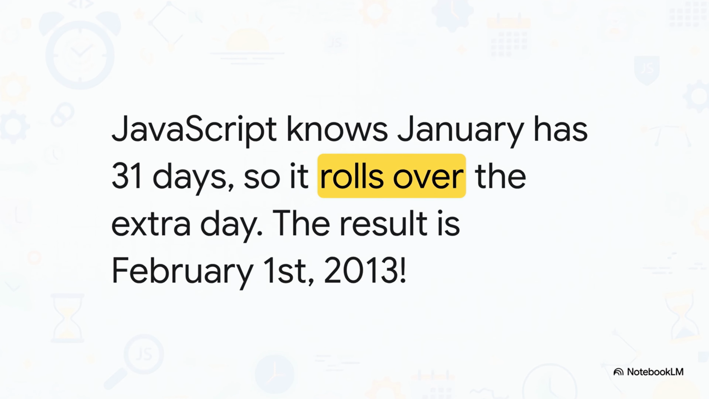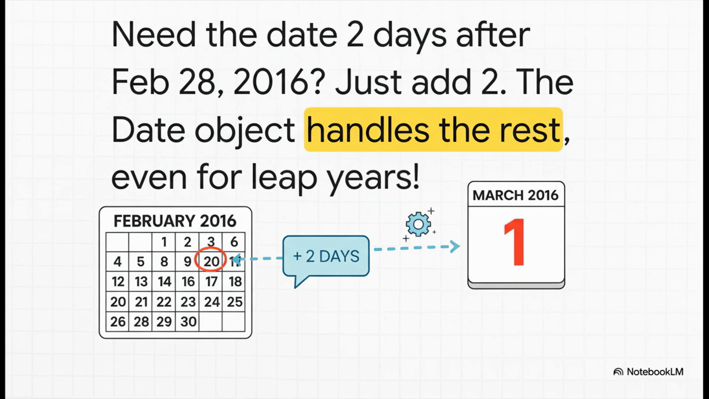JavaScript knows that January only has 31 days, so it just takes that extra day and automatically rolls it over to the next month. No errors, no fuss, just a logical, predictable result. It's awesome. And this is why it's such a game changer for doing date math. You don't have to write complicated logic to check for the end of the month or even worry about leap years. Want to know the date 2 days after February 28th? Just add 2. The date object handles everything and correctly tells you it's March 1st.